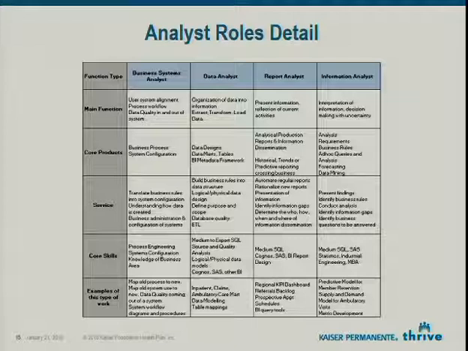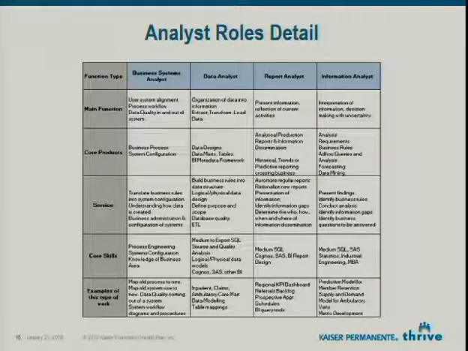And then moving on to the fourth role, information analyst. As I said, this is one that I personally have. I've been an information analyst for the last 7.5 years that I've been with Kaiser. It's really about interpreting the information, being involved in that decision making, making sure that your business partner has the information and the data or the visualization to make the decision at hand.